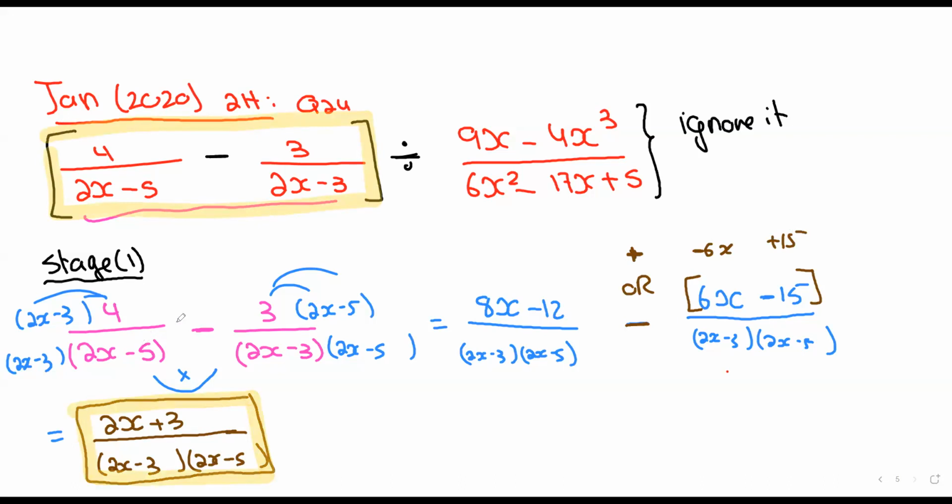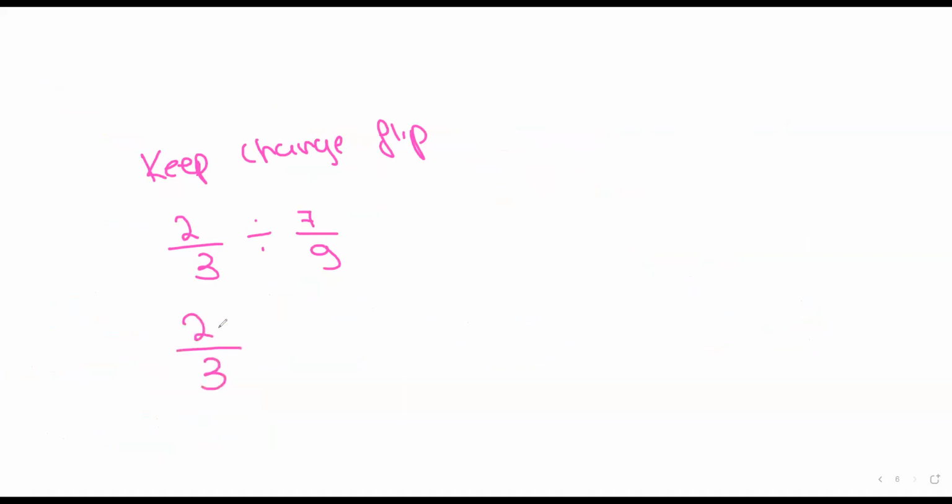Now, this question is about division. And let me remind you of the steps of division that you surely learned long ago, which are keep, change, flip. Let me just remind you with a very basic question. If I have 2 over 3 divided by 7 over 9, do you remember how we solved these sort of questions in primary school? We kept the first fraction as it is, that's keep. Change means division turns into multiplication. Flip means I flip this one. So 7 over 9 changes into what? 9 over 7. And then I multiply up and I multiply down.